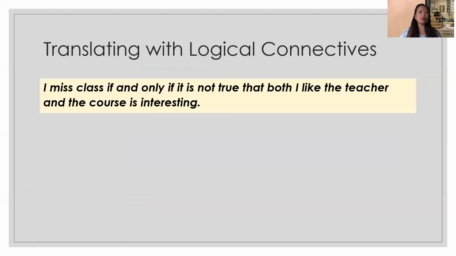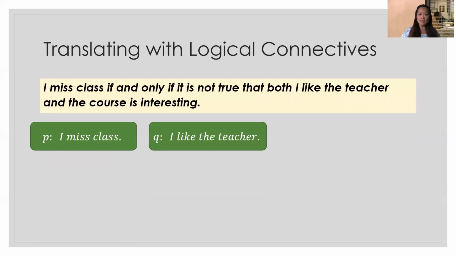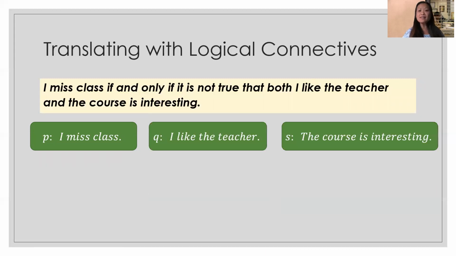Okay, so let's translate some words into symbols. For example, I miss class if and only if it is not true that both I like the teacher and the course is interesting. So let's go and define our simple statements first. Statement P, I miss class. Statement Q, I like the teacher. Statement S, the course is interesting. Okay, so those are the 3 simple statements that I see in that compound sentence.